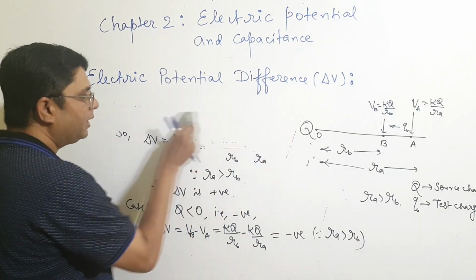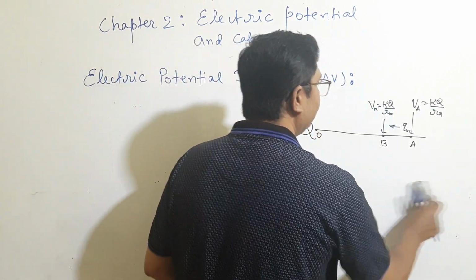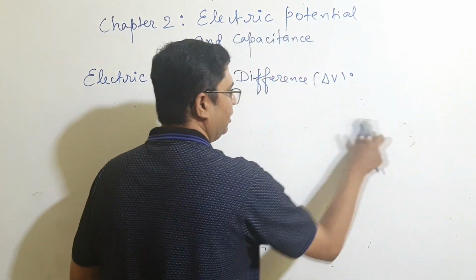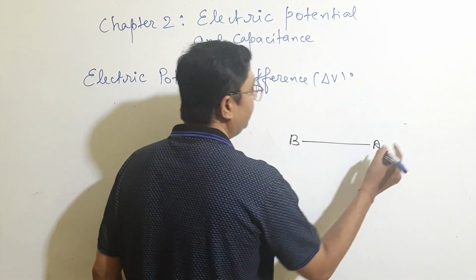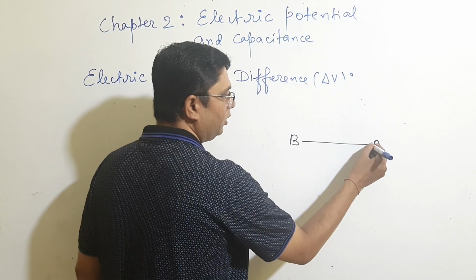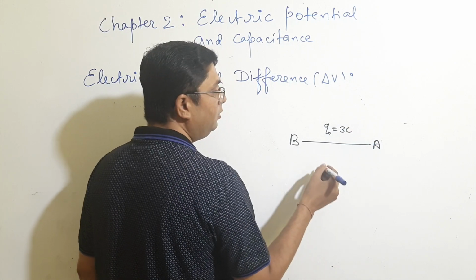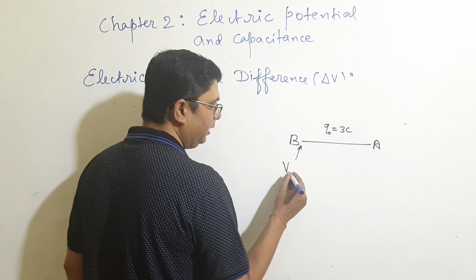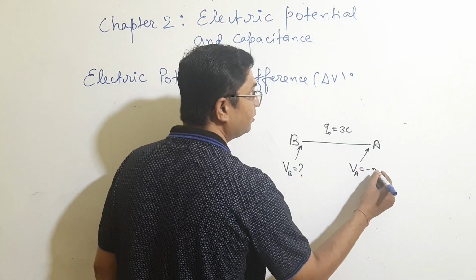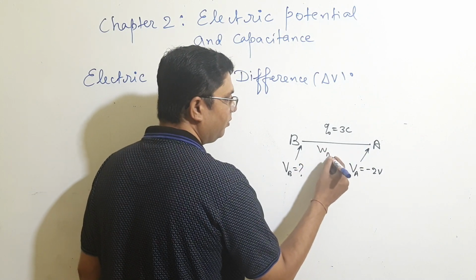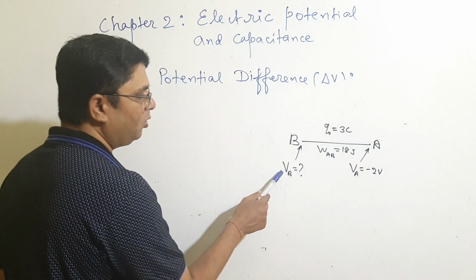Let us understand a numerical based on this. I am giving a question. Let here this is B, this is A, and let a charge Q naught is moving from A to B, and Q naught value is 3 coulomb. Let potential at B be VB, which you have to find, and potential at A is VA, which is minus 2 volt, and work done in moving the charge from A to B is equal to 18 joule. Then the question is, what is the value of VB?